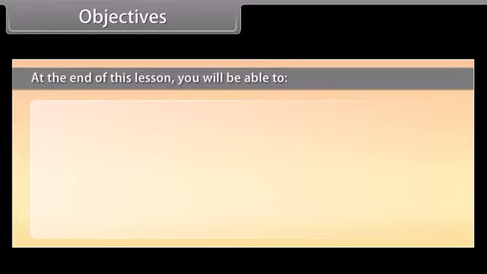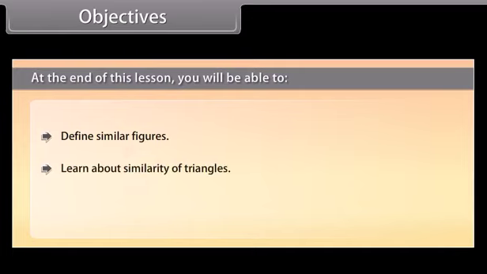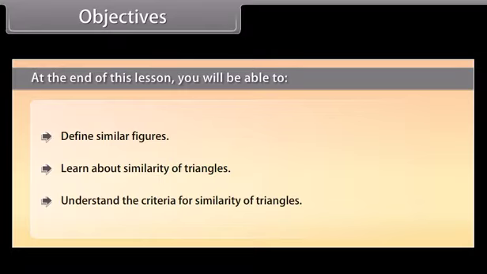Objectives. At the end of this lesson, you'll be able to define similar figures, learn about similarity of triangles, understand the criteria for similarity of triangles.